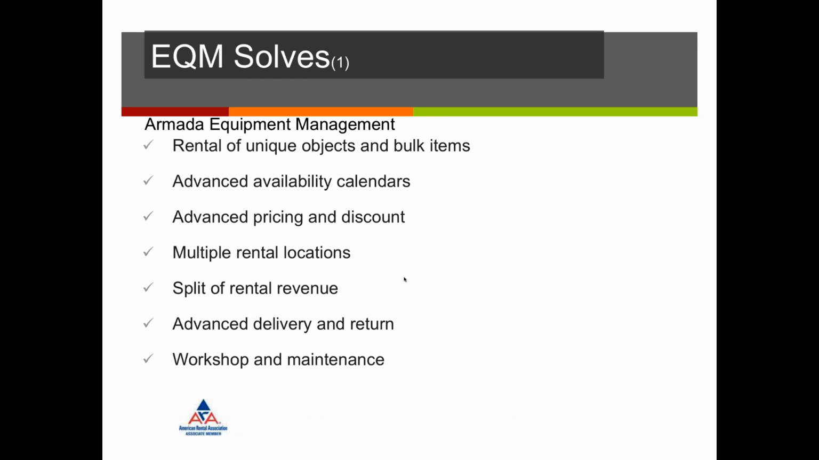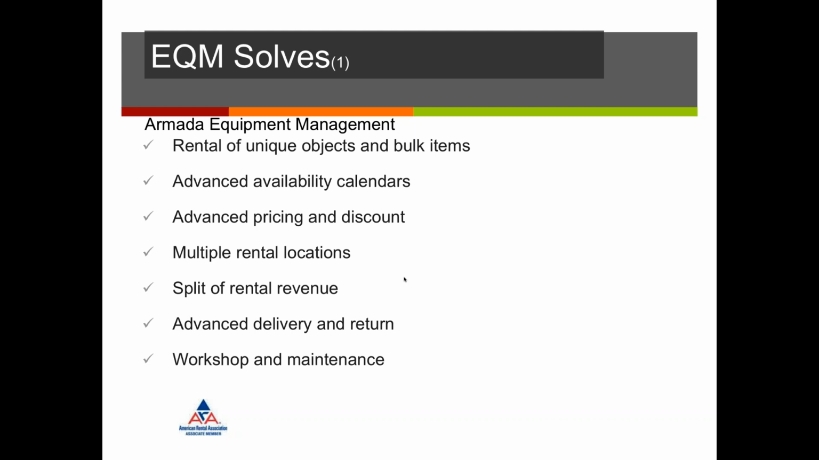So what do we solve? Well, we're able to track and manage unique objects and bulk items. We provide you with advanced availability calendars. You're going to see that. Ray's going to show you that in a little bit. Pricing and discounts. As I mentioned earlier, pricing is one of the most critical components in a rental enterprise. How you price, is it after 3 days? Is it a week? After 3 weeks, you charge for a month? All those types of scenarios, very complex scenarios, we handle, and we handle them very, very well.